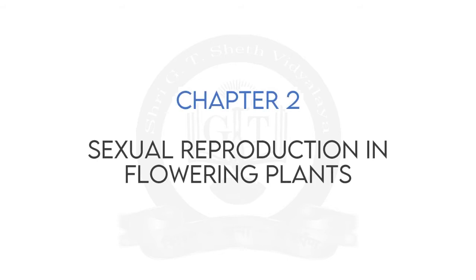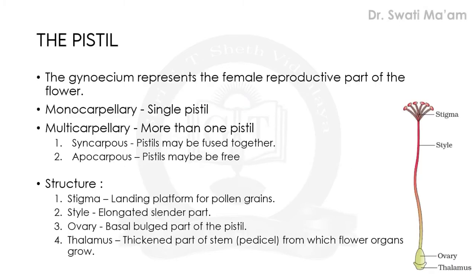Today we will continue the same chapter, Chapter 2, Sexual Reproduction in Flowering Plants. Today I'll teach you the topics: the pistil and the ovule. The pistil is a very common word which we have revised many times. Pistil represents the gynoecium, the female reproductive part of a flower, which is known as gynoecium.